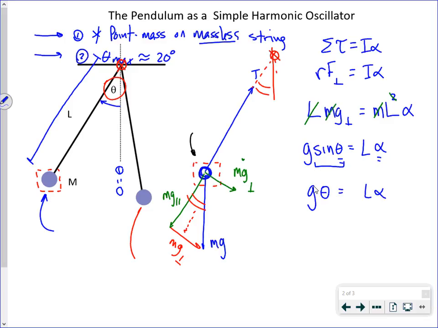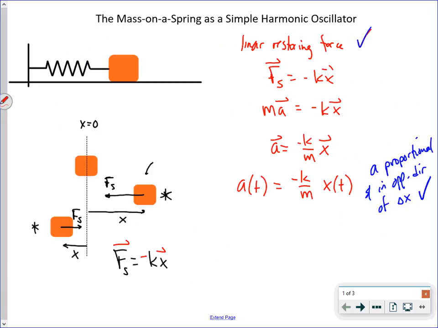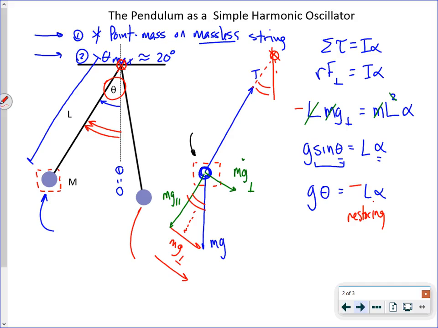And L alpha. What I have not accounted for is that there's an angular displacement theta that way. Well, this mg force creates an angular acceleration back toward equilibrium. I'll throw that negative in there. That's the restoring part, and it probably belongs up here, that the torque is a restoring torque. Now we're getting to a good place, because before I strove to write acceleration in terms of position. I can do that here. Angular acceleration is negative g over L times theta.